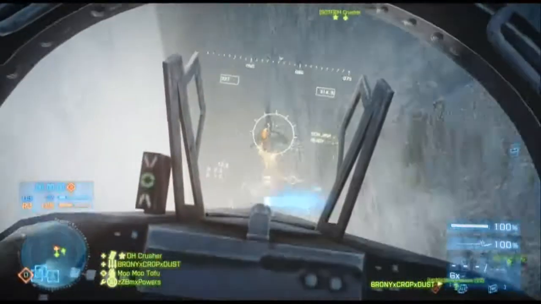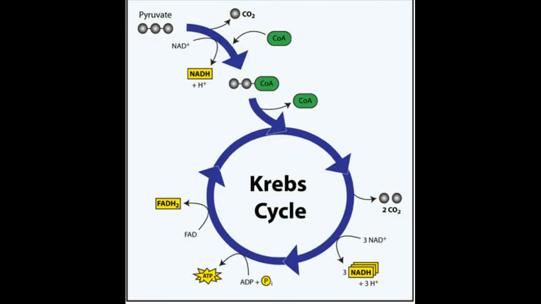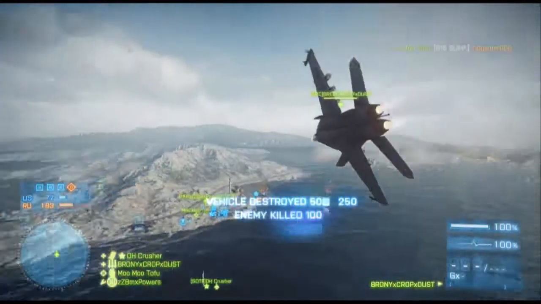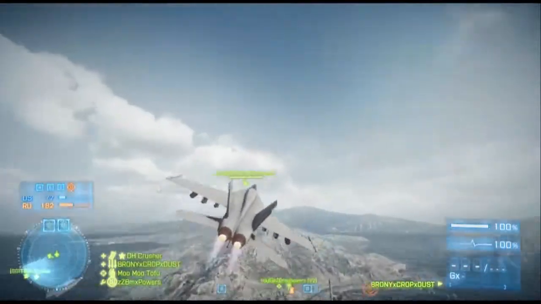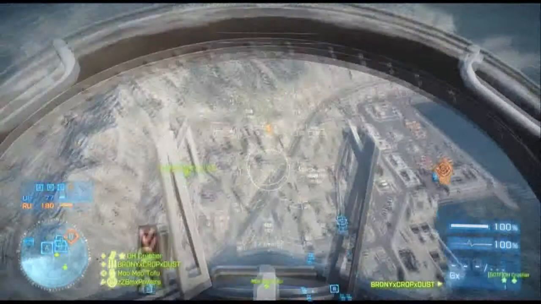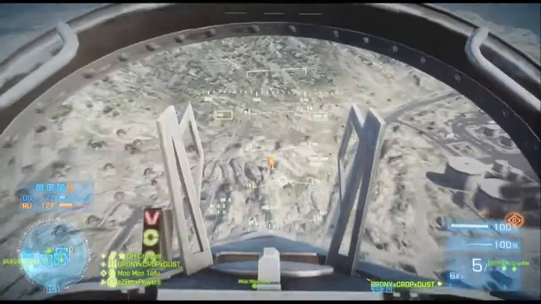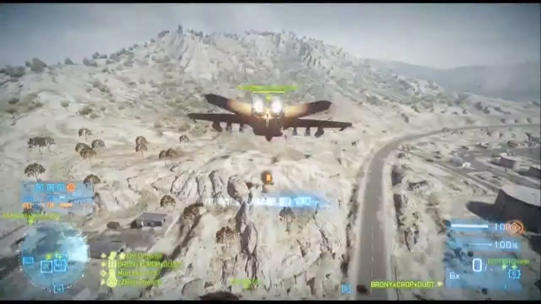Now, the next stage, you all can probably guess, it's the Krebs cycle. This stage is rather complex, but I'm going to simplify it for you. The Krebs cycle happens in the mitochondria. And just for review, for those of you who don't know what a mitochondria is, it's basically the powerhouse or a power generator for the cell.